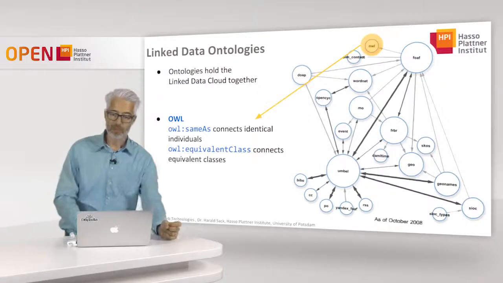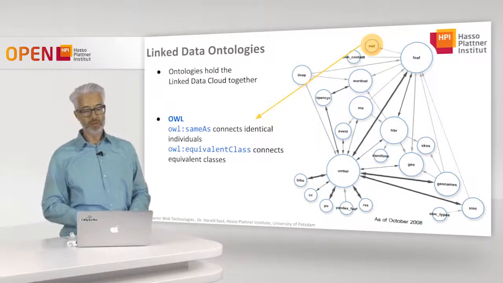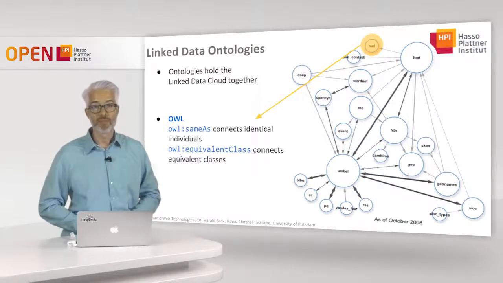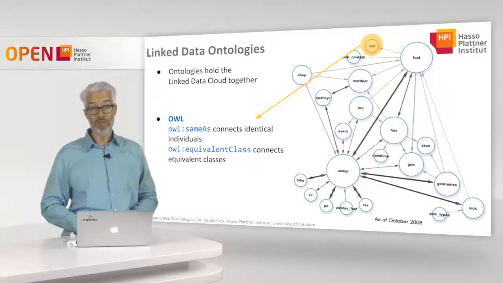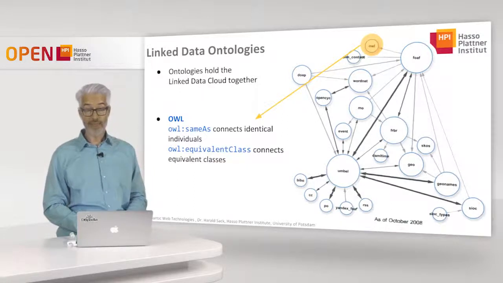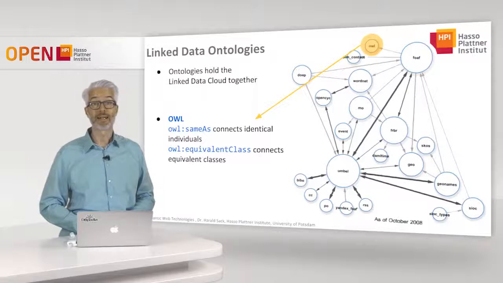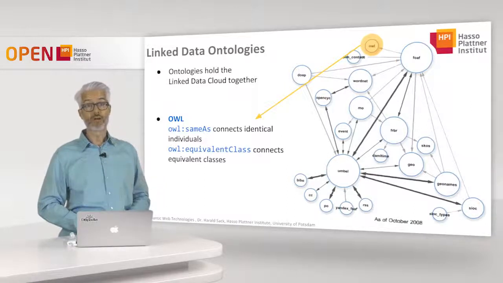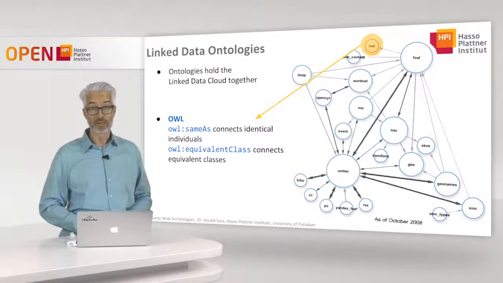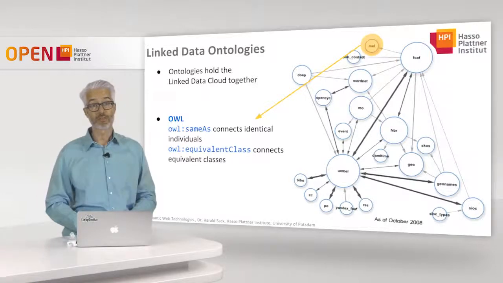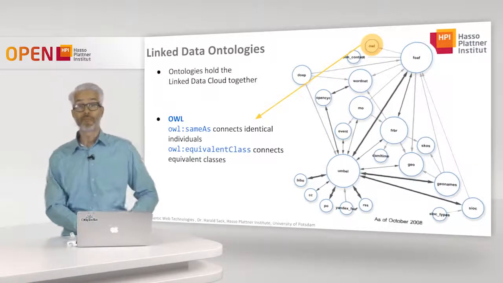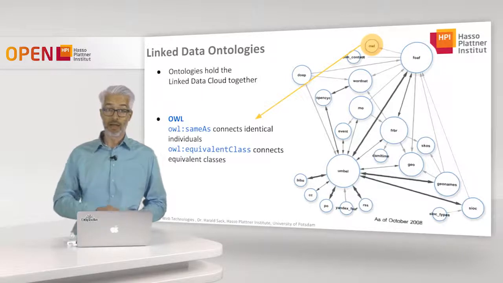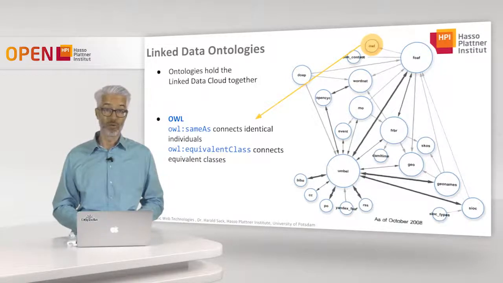So, most prominent, most important, we already know: it's vocabulary from the OWL reference data. OWL sameAs connects, of course, identical individuals, and OWL equivalentClass connects equivalent classes. This is really used rather often within the linked data cloud, and within the statistics you can also find out for what percentage of the links they are OWL sameAs or OWL equivalentClass links. So they are very important.